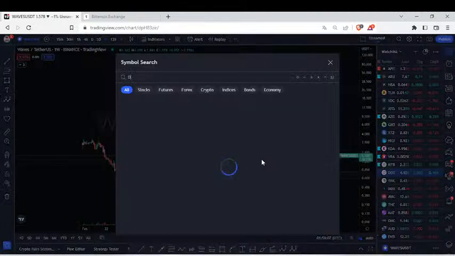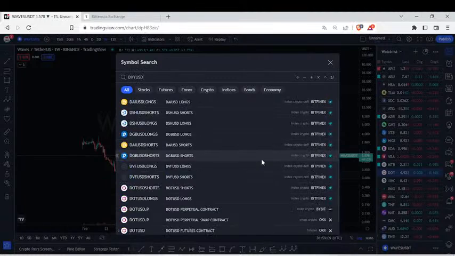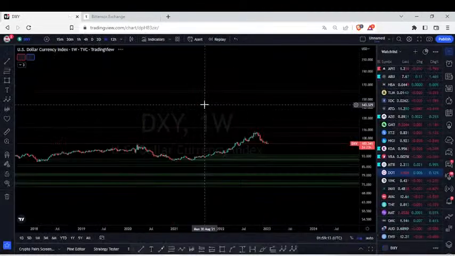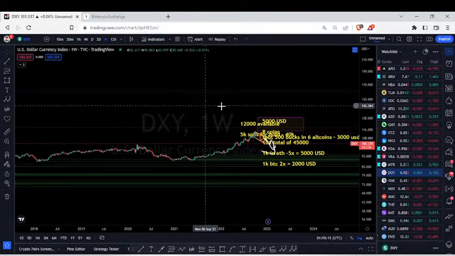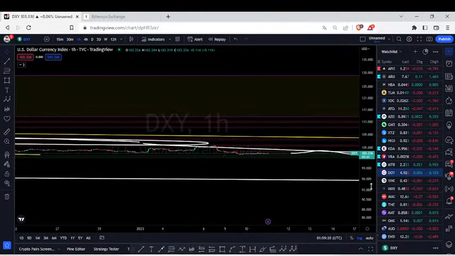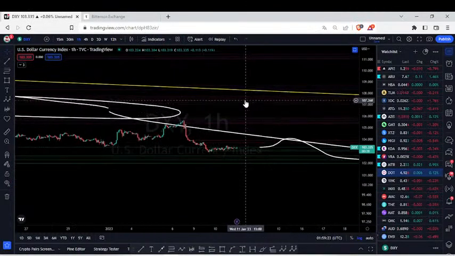What I would do is definitely look at the dollars. Okay, so for all the scalpers, here's what I would do. Look at this. It's the 1 hour trade, right?